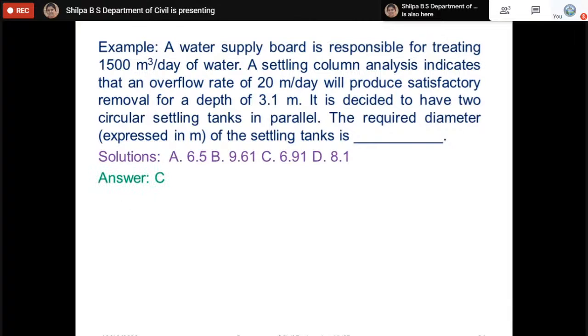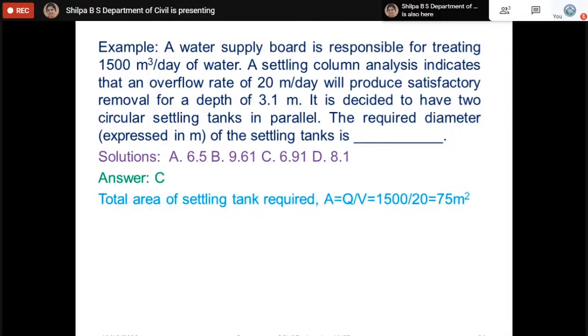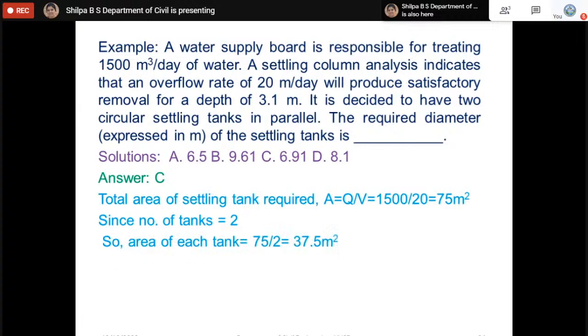So the actual answer is C, that is 6.91. How? Let us see. We know the total area of the settling tank, A equals Q by V. So 1,500 is the flow rate and the overflow rate is 20. So we will get the surface area 75. Since the number of tanks that we need to provide is 2, as given in that numerical, the area of each tank will be 75 by 2, that is 37.5 meters square.